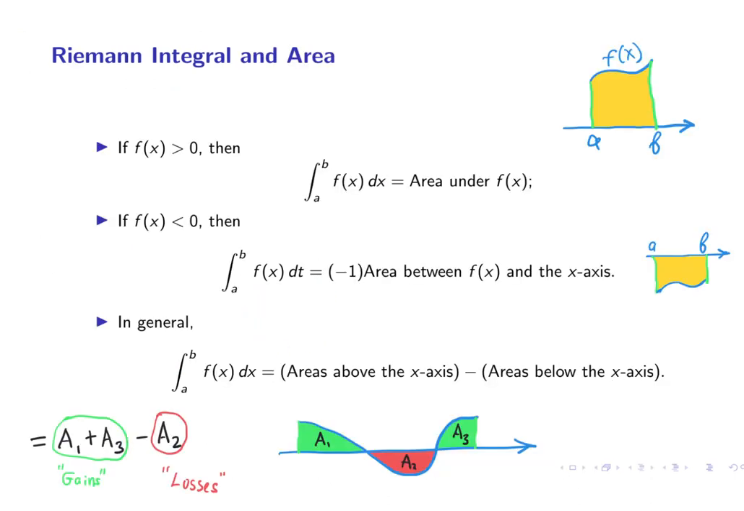Let's summarize the geometric interpretation of the definite integral. If the function is above the x-axis, then the definite integral represents the area under the curve. If the function is below the x-axis, then the definite integral represents the area between the x-axis and the curve taken with a negative sign. And in the general case, if part of the curve is above the x-axis and part is below, the definite integral represents the total areas above the x-axis minus the total areas below the x-axis. In business math, this is often interpreted as gains minus losses.